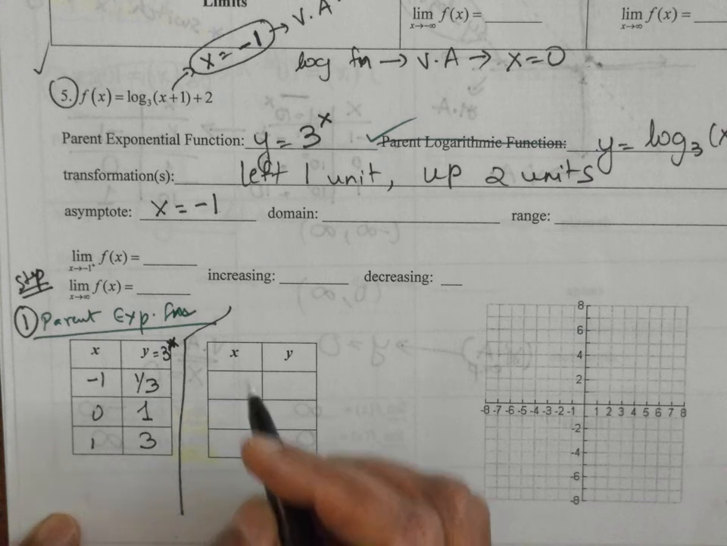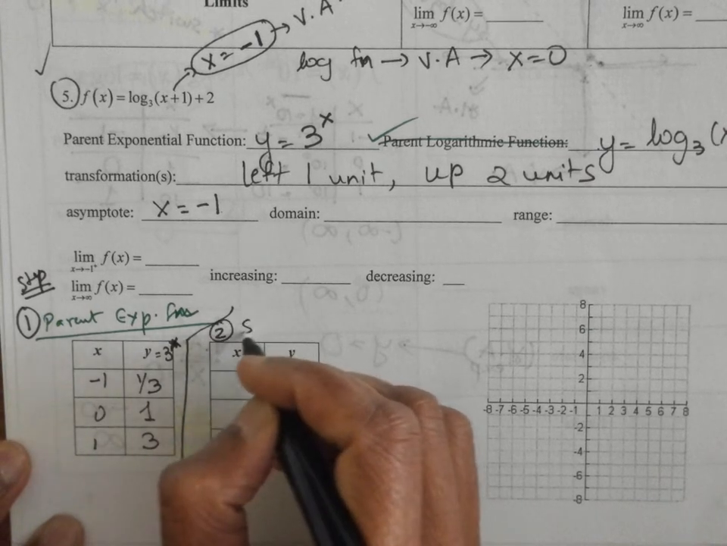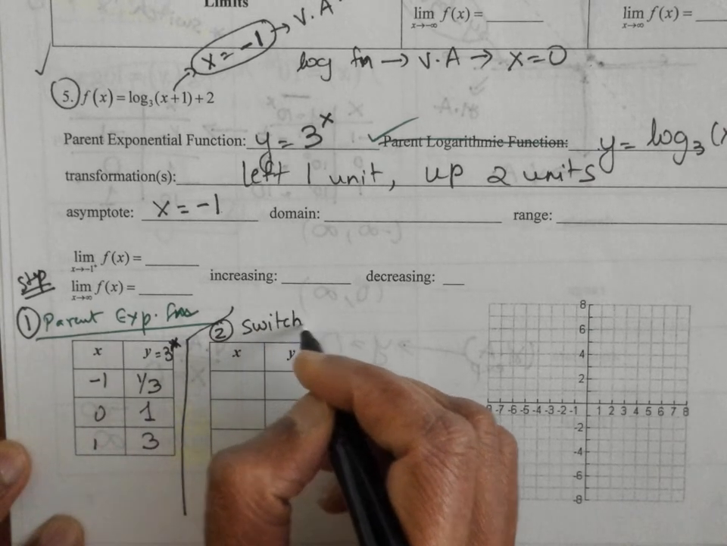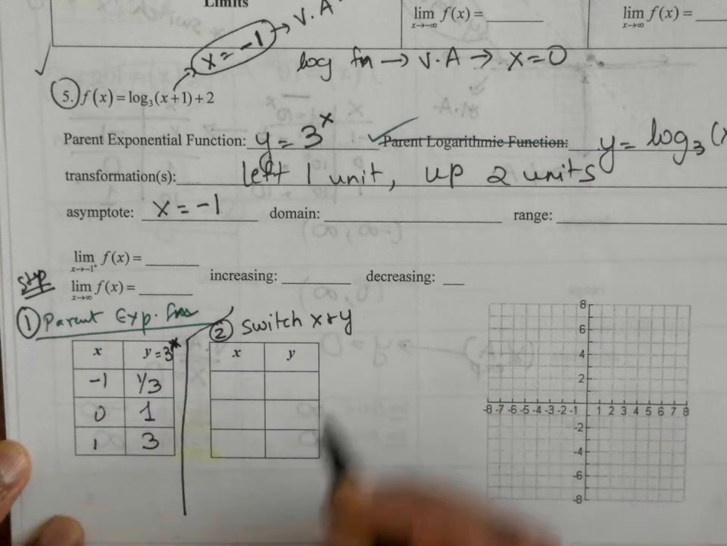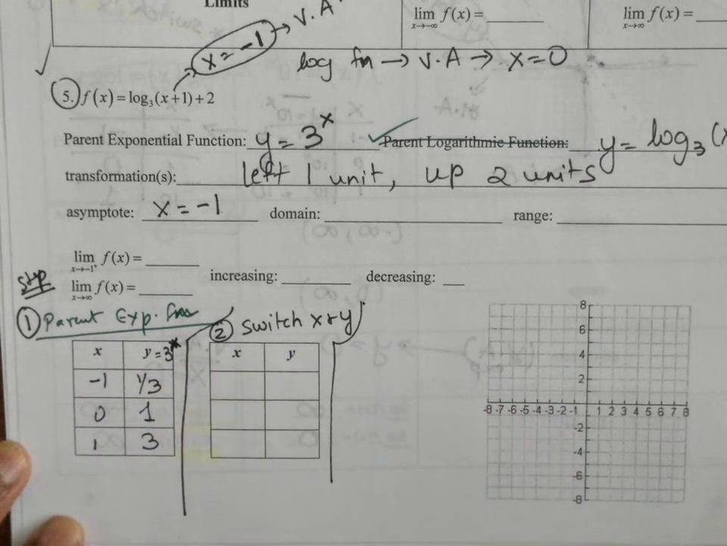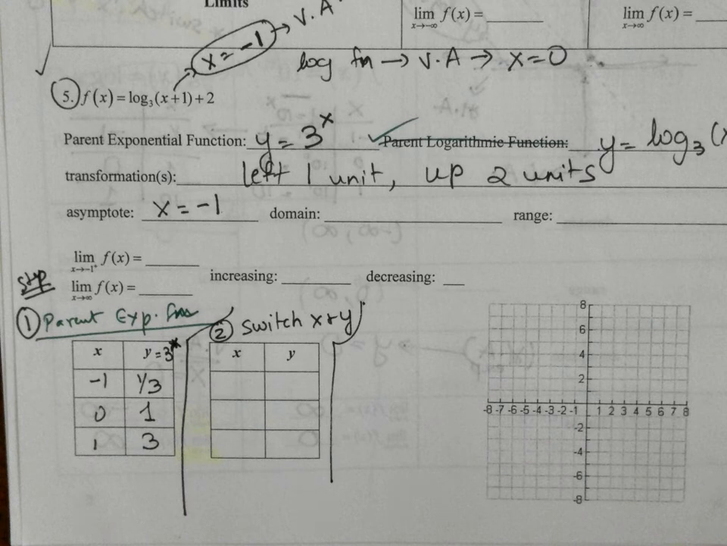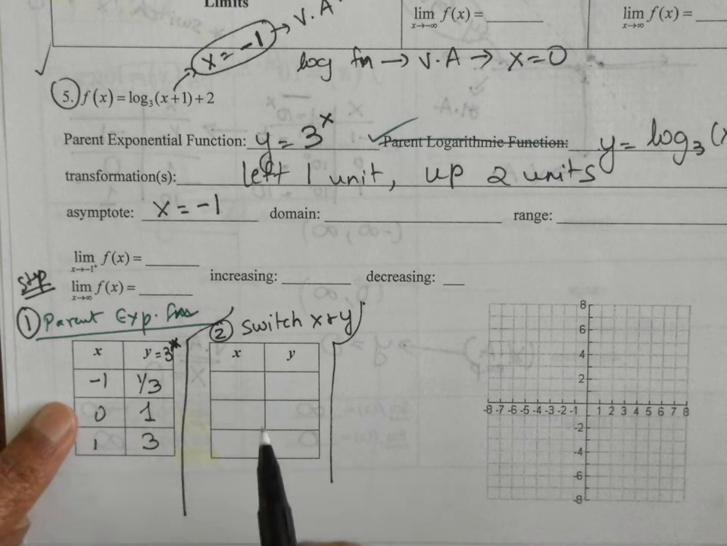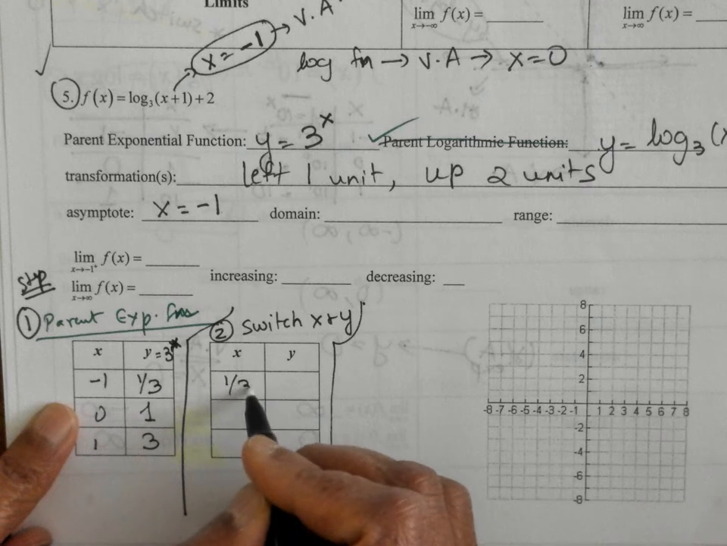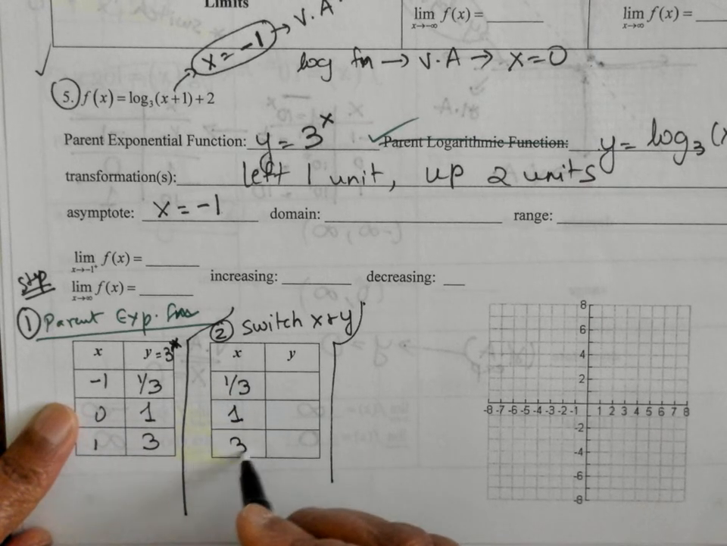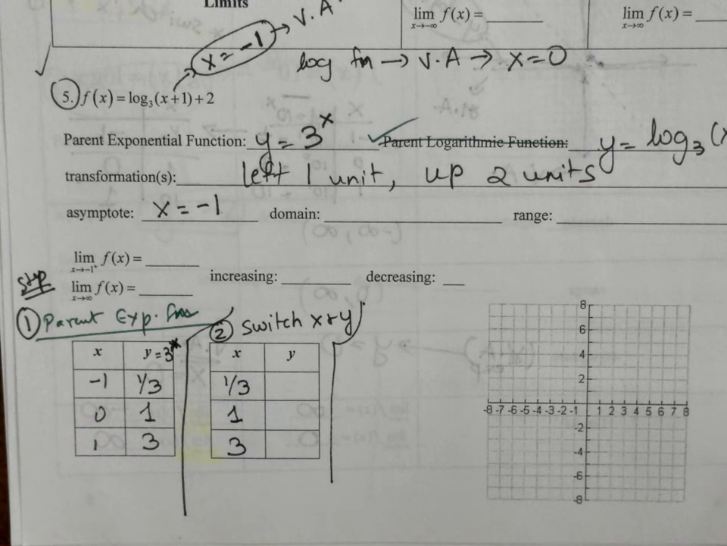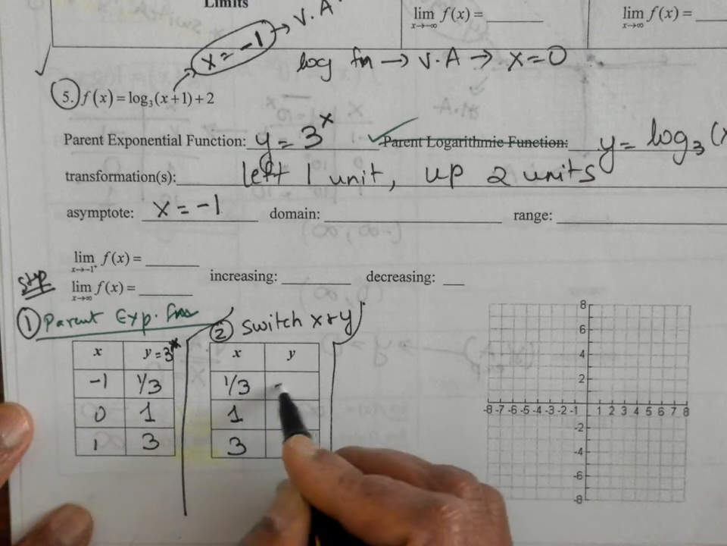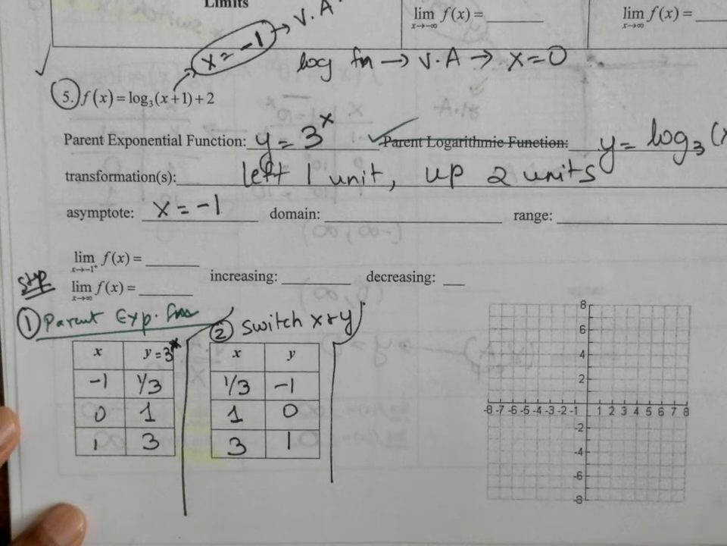And then step number 2, switch x and y. You notice that we are not yet done with the transformation, but that's okay. We'll do the transformation as step number 3. So all you're doing is switching. So 1/3, 1 and 3, and then -1, 0 and 1.